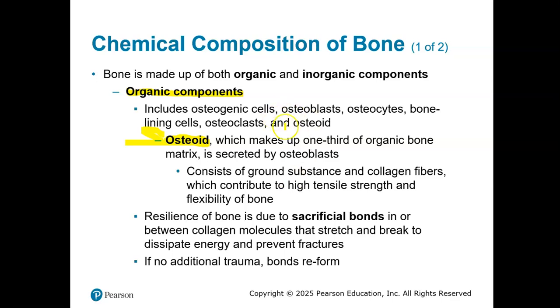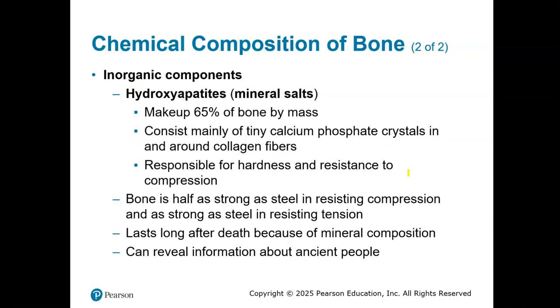So the osteoid makes up 1/3 of the bone matrix. Okay, so it's going to consist of ground substance and primarily collagen. So I always teach it that 1/3 of bone matrix is collagen fibers.